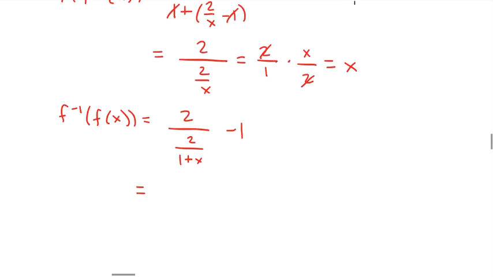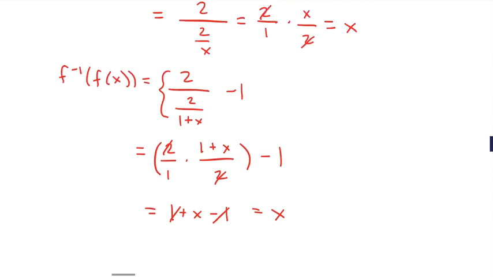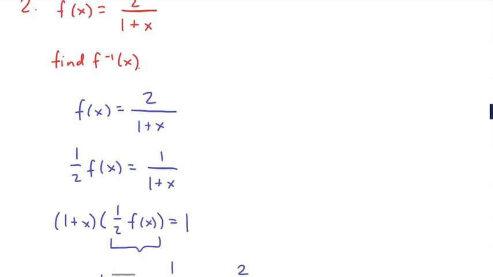So now simplifying this fraction right here is going to be equal to 2 over 1 times the reciprocal of the denominator, so 1 plus x over 2, and then we still have this minus 1 at the end. These 2's will cancel out again, so we have 1 plus x minus 1, and 1 minus 1 is 0, so we're just going to have x. So that's how to find inverse functions and verify them algebraically.